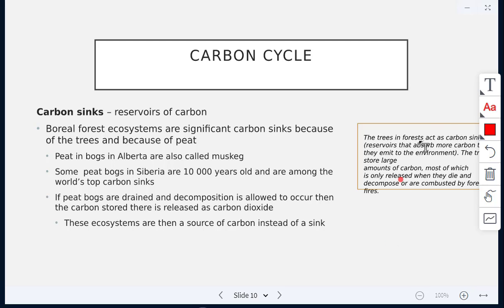Trees in forests act as carbon sinks because they absorb more carbon dioxide than they emit into the environment. So basically, trees store large amounts of carbon, and most of it only usually gets released when they die and decompose or are combusted by forest fires.